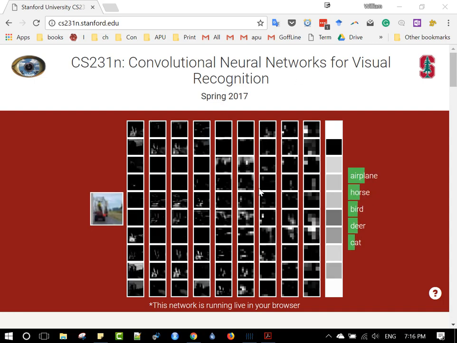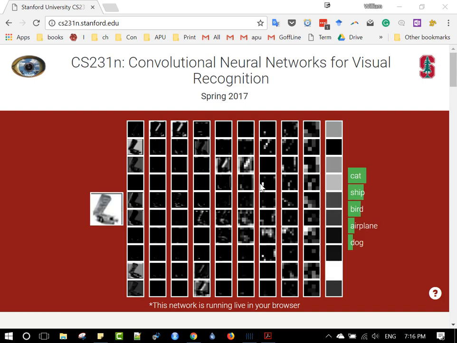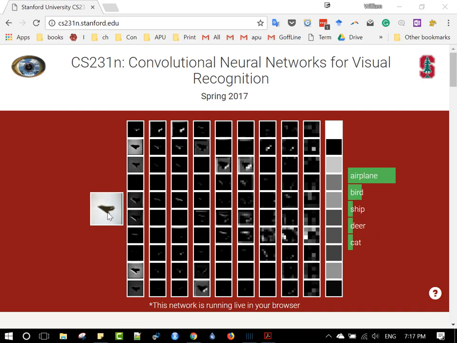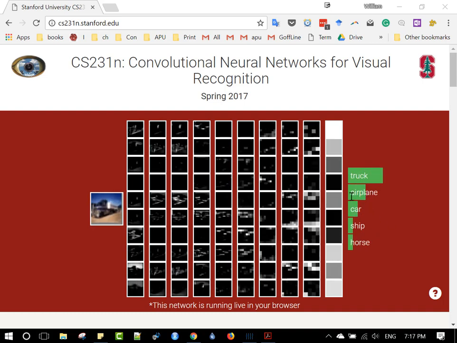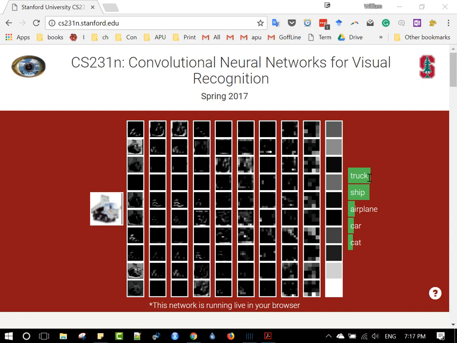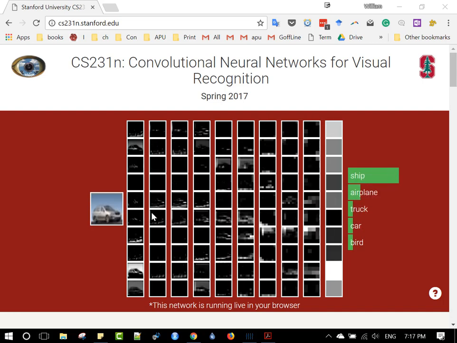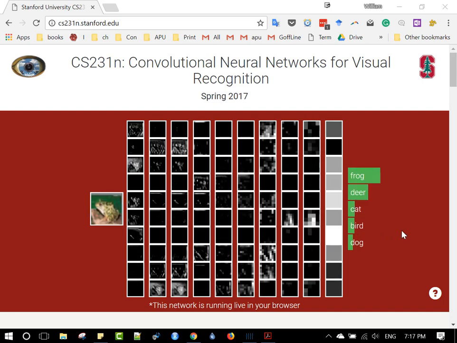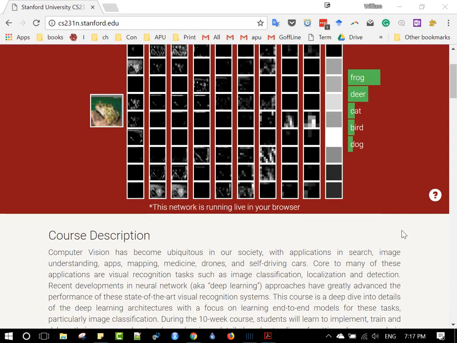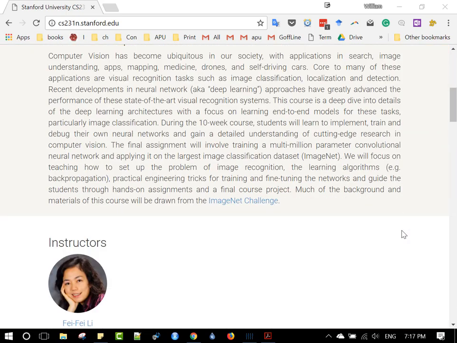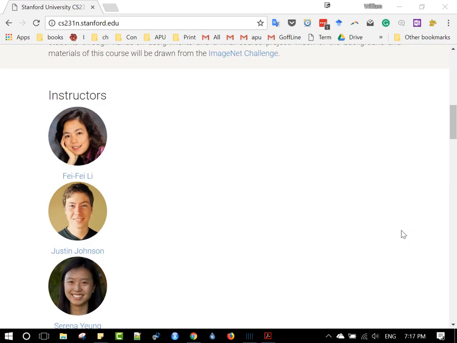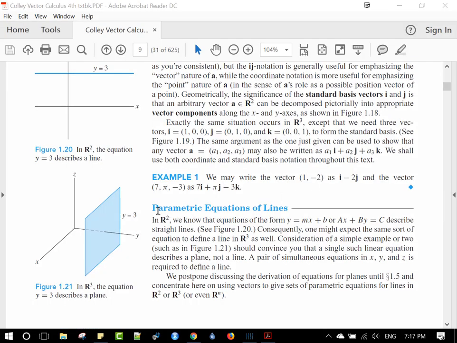This is an example of a convolutional neural network or a deep learning algorithm, which takes an image here and tries to classify it. So here it says this is a truck, most likely a truck. It says this is most likely a truck. It says this is most likely a deer, and so on. So this is an example of deep learning, and we're heading towards this, but we have to cover the groundwork first. So let's get into this.